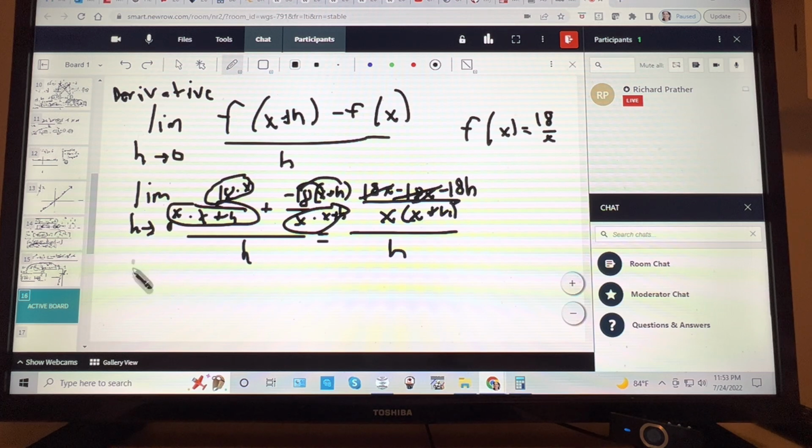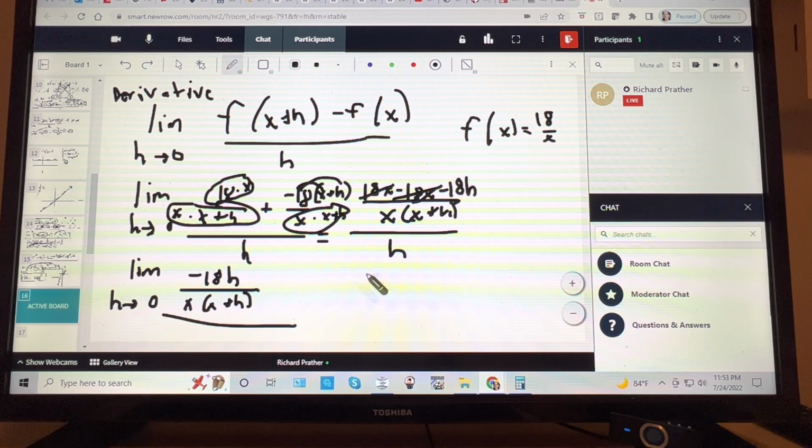So we're left with limit as h approaches 0 of negative 18h over this. And you could distribute it out, but I'm not going to. All over h, or think of it as h over 1. So that way you could have a fraction divided by a fraction.